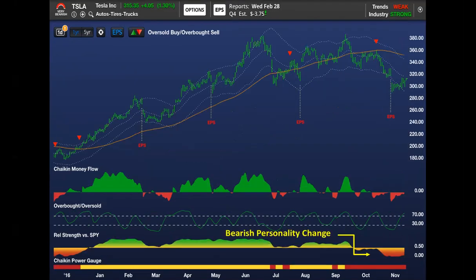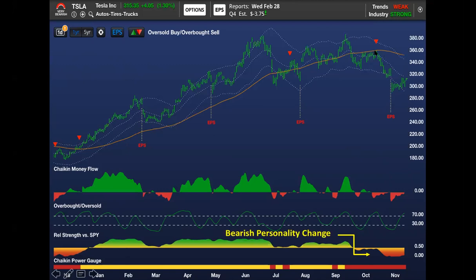Now, here's a very recent bearish personality change in a stock that's all over the tape today, Tesla. Elon Musk promoting the stock yet again, his new semi-truck. But the power gauge has a different view of things. It turned bearish, and you got a bearish personality change here in late September. And then you look for this first sell signal, which you got in October at 360 under our long-term trend line. This is a double smooth 200-day exponential average for the technicians out there.